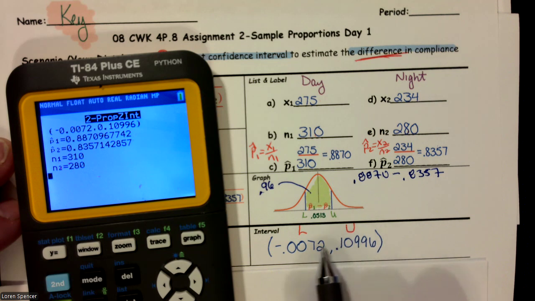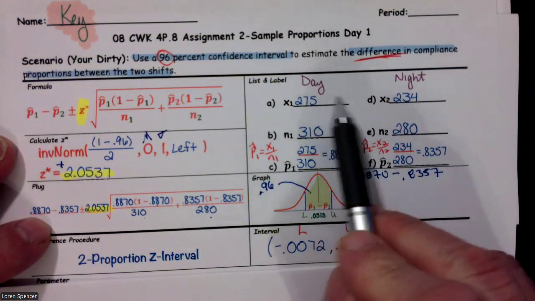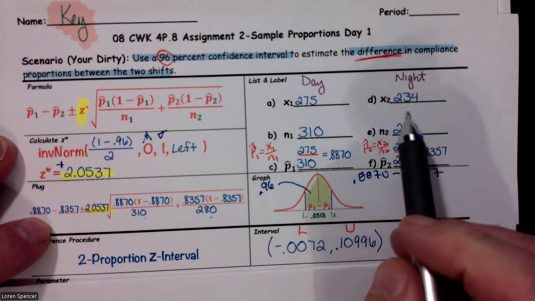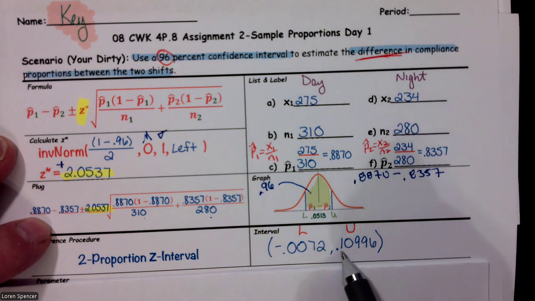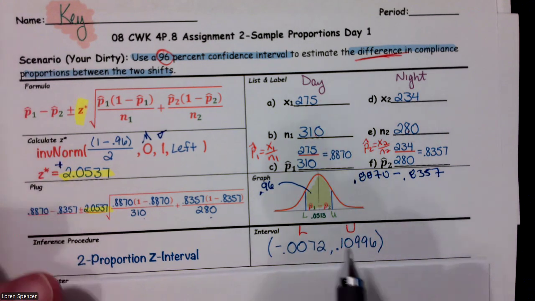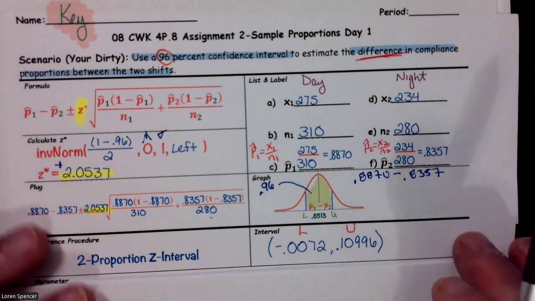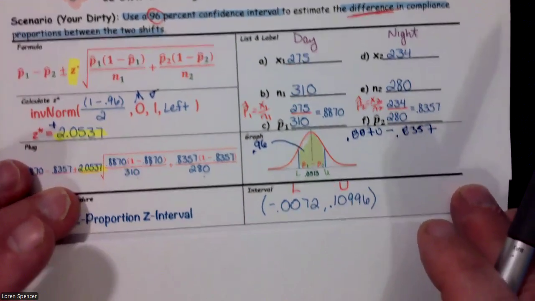And the reason I know it's positive, or that's the day shift, is because I went with a positive number. 275 minus 234 is positive. So consequently, this must be day shift has more, or looks more, but zero is contained. So really, we don't know what the difference is.